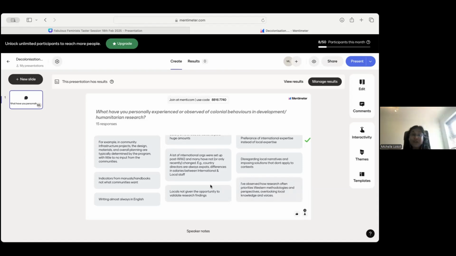Locals are not given the opportunity to validate the research findings. So we rarely go back to the populations from whom we've collected all this data and been so extractive in how we engage with them. That's it. Then we come back again a year later, or someone else does the same study, and there's this lack of validation and feedback. I've observed how research often prioritizes Western methodologies and perspectives and overlooks local knowledge and voices. Absolutely. So this kind of fixation that what is Western counts as the correct or the only answer.